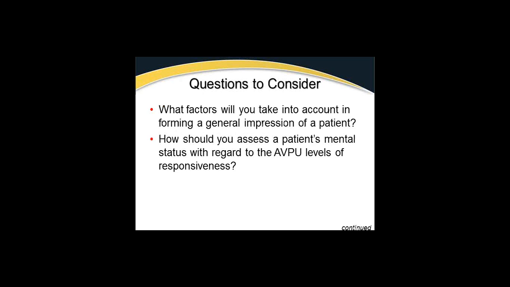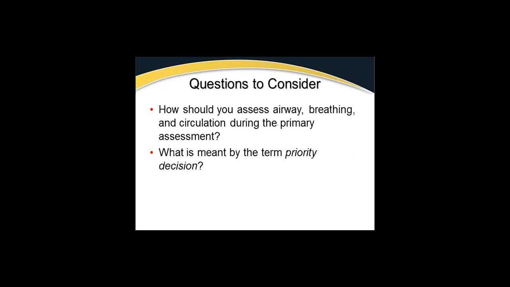So what factors will you take into account when forming a general impression of the patient? How should you assess the patient's mental status with regard to AVPU levels of responsiveness? How should you assess airway, breathing, and circulation during primary assessment? And what is meant by priority decision?